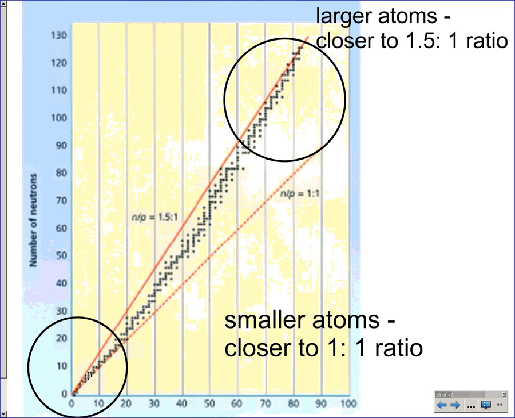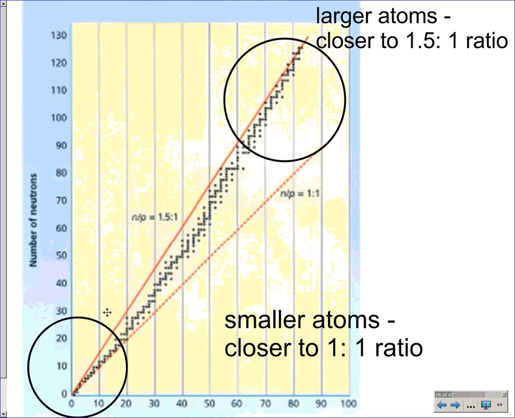So you can see these little black dots. All these little black dots are stable nuclei for all different elements, and they all are falling between the ratio of 1:1 on the low side and 1.5:1 on the high side. But there's a difference between sizes of nuclei as to which ratio they prefer in terms of stability.